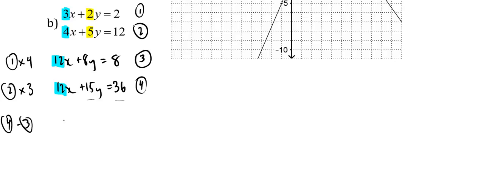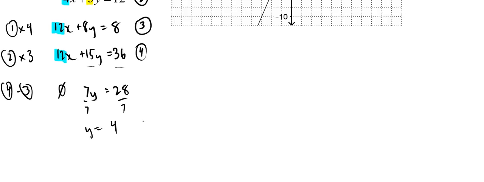12 minus 12 is 0. There you go, elimination, gone. That was the whole point. 15 minus 8 is 7y, and 36 minus 8 is 28. Divide both sides by 7, and y equals 4.